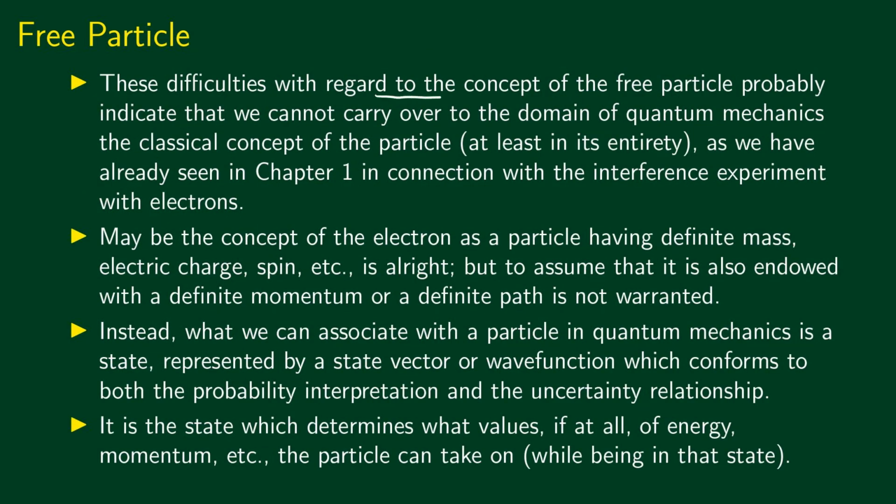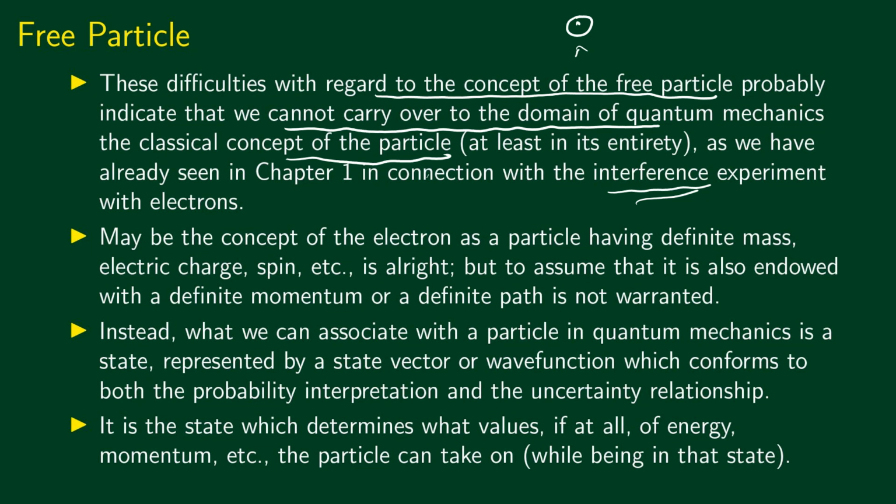These difficulties with regard to the concept of the free particle probably indicate that we cannot carry over to the domain of quantum mechanics the classical concept of the particle. We have a classical concept of a particle. We can think of a point particle in classical mechanics, but we cannot take that idea directly to quantum mechanics because in quantum mechanics things behave differently. Of course, if it was a classical mechanical particle, then we wouldn't have an interference pattern as we discussed in the case of interference of electrons.